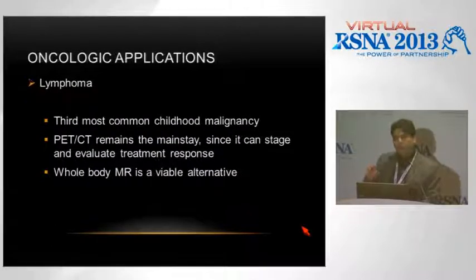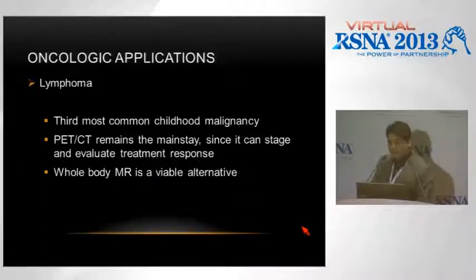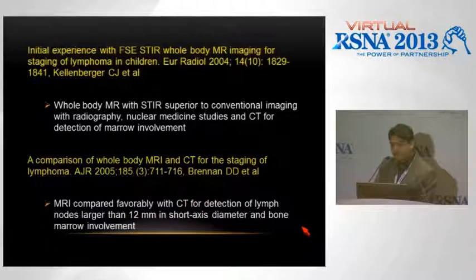So I'm going to jump into some of the pediatric applications that we've used it for. Clearly we saw some excellent data on lymphoma. It is the third most common childhood malignancy, and although PET-CT is still the mainstay, definitely whole body MR is a viable alternative for diagnosis of lymphoma, and then MR PET, as I'll show you in some examples, excellent alternative to PET-CT, and we hope that it'll replace PET-CT at some point.